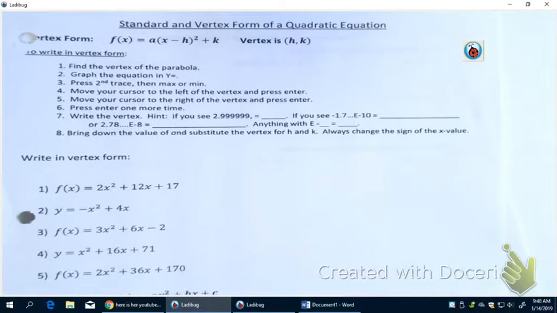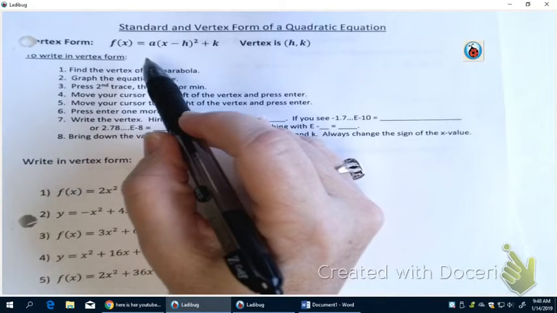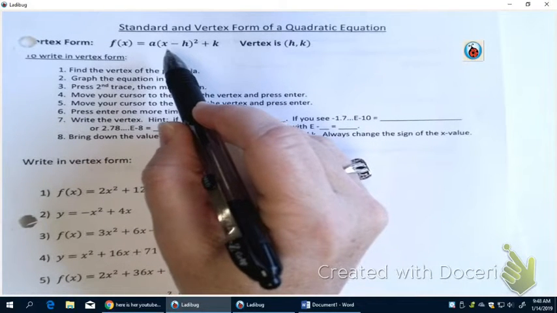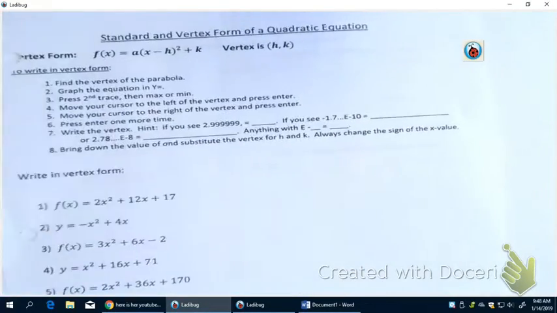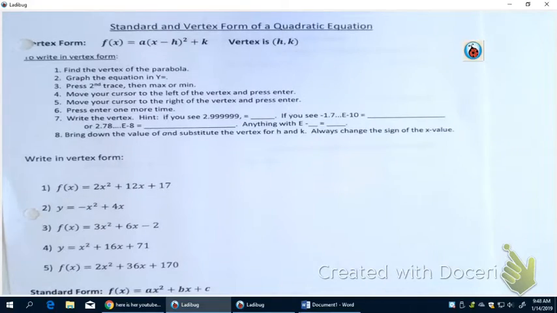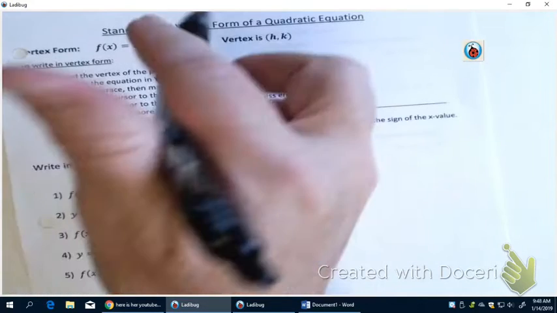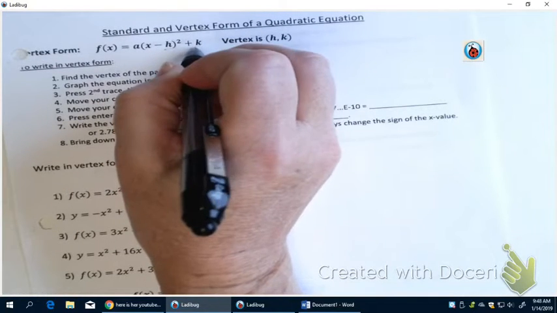Hi everyone, we're going to be talking about standard and vertex form of a quadratic function. There are two forms that you need to know. The first one we're going to look at is vertex form, and that's this form right here, a times (x minus h) squared plus k. And what you need to know is that the vertex is (h, k). The vertex always goes right here and right here.